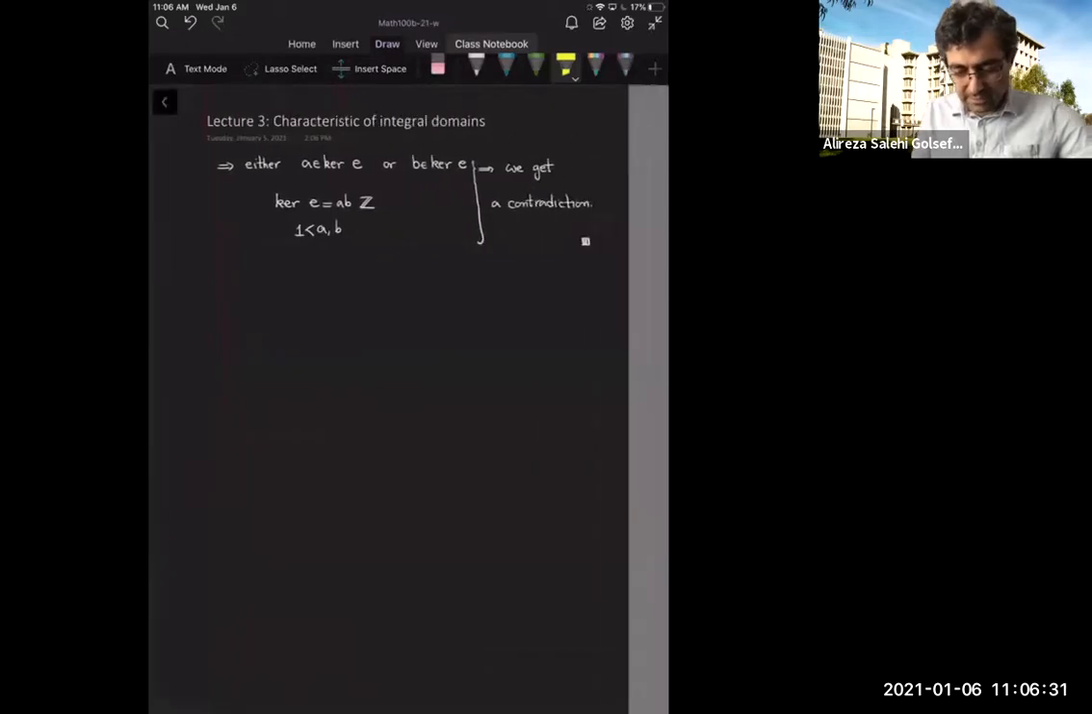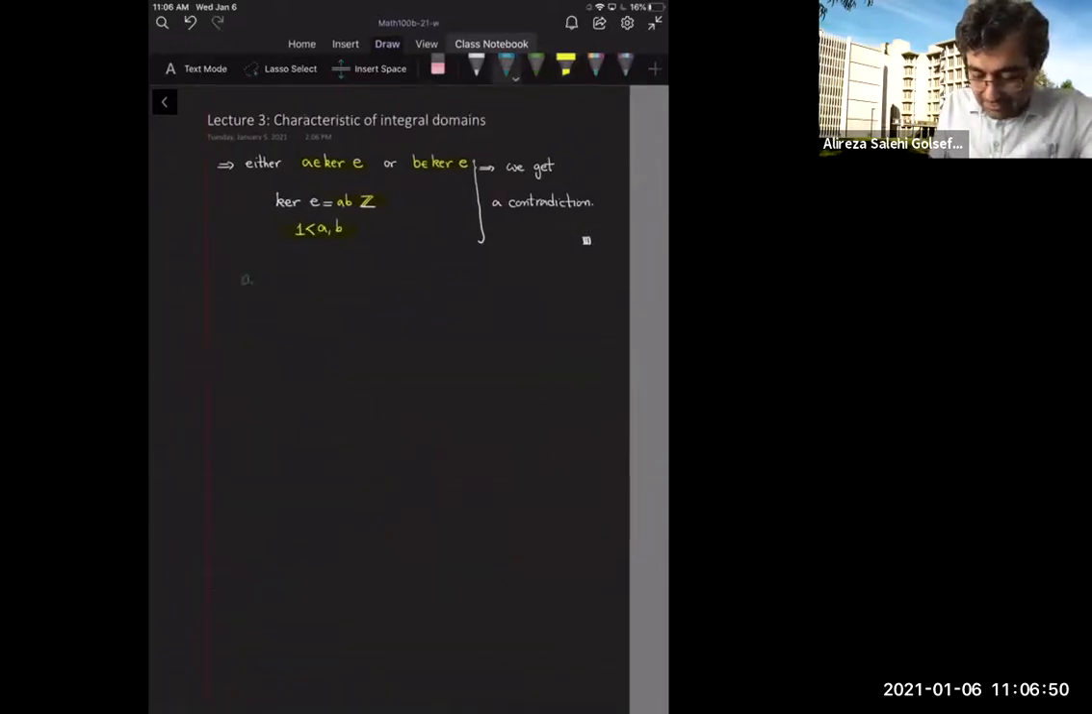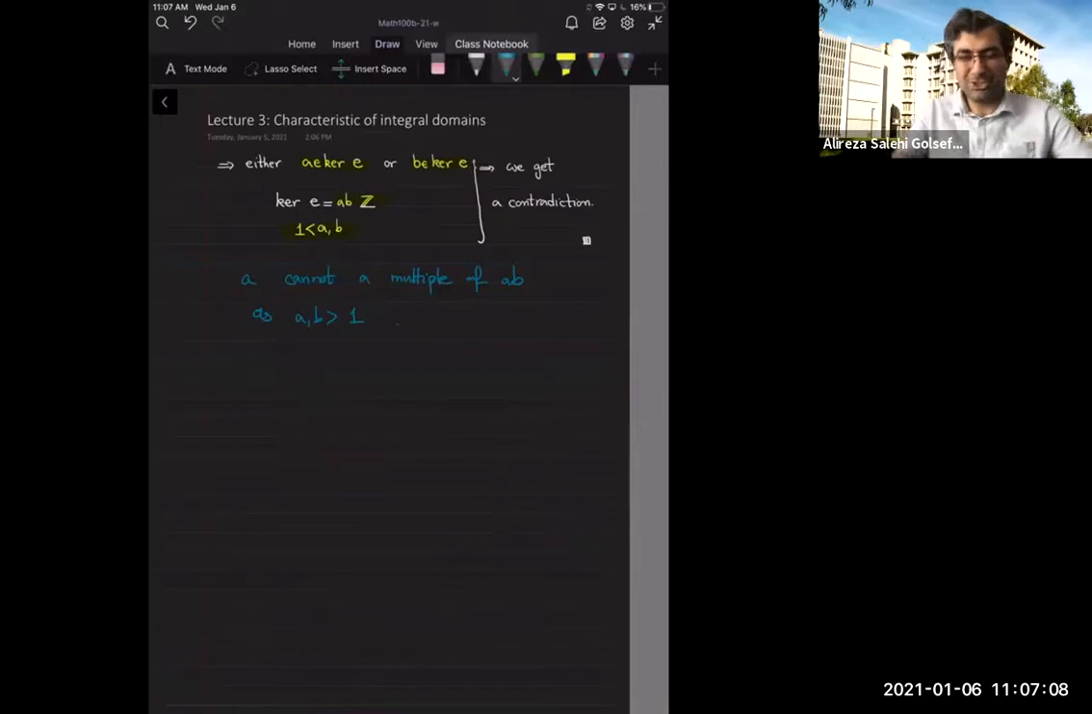But then that means either A is inside the kernel or B is inside the kernel. But that's not possible because the kernel consists of multiples of AB, and A and B are numbers more than 1. So A cannot be a multiple of AB, considering A and B, both of them are more than 1. Okay, so we'll continue in the next lecture.